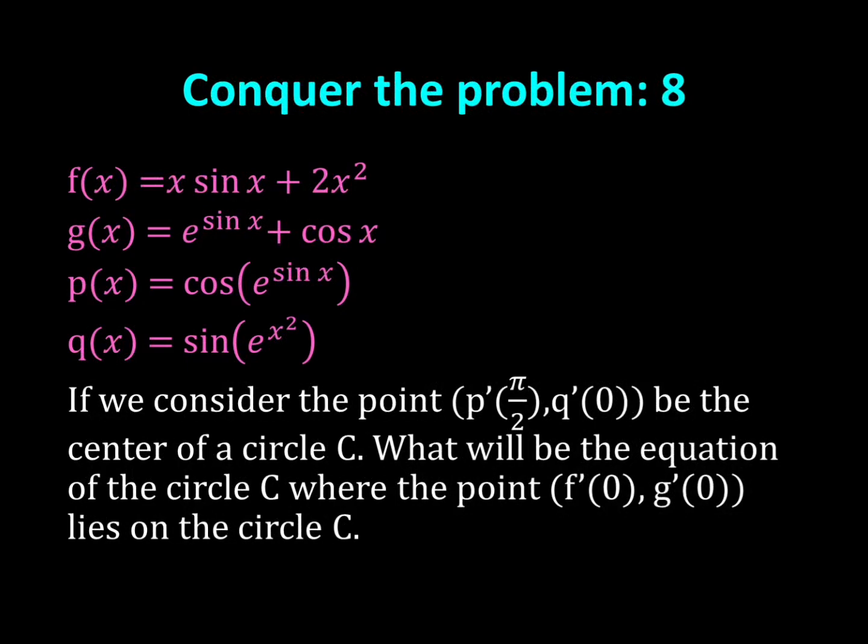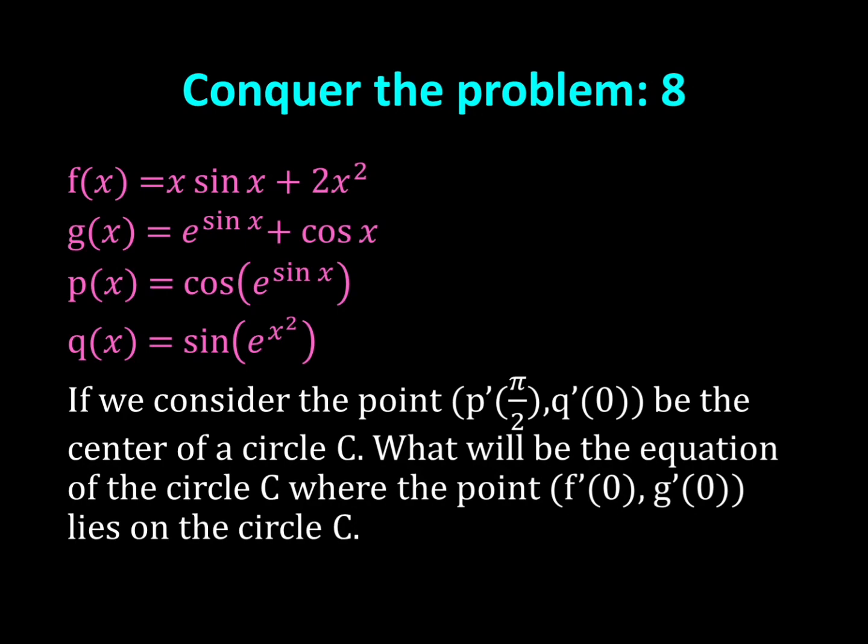We are given f of x, g of x, p of x and q of x. Now, if we consider the point p dash pi by 2, comma q dash 0 to be the center of a circle C, what will be the equation of the circle C where the point f dash 0, comma g dash 0 lies on the circle C? So, p dash pi by 2 and q dash 0 is the center of the circle and f dash 0 comma g dash 0 lies on the circle.